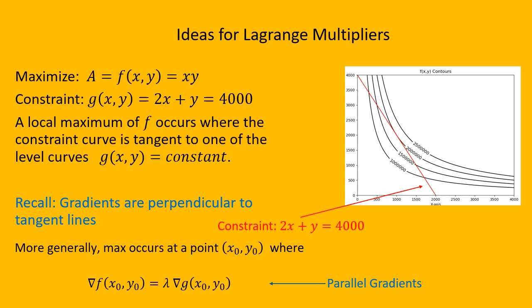Because one gradient is a constant multiple of the other, one vector is a constant times the other vector, and let's just assume for the time being that it's a non-zero constant, then what we have are two vectors that are parallel. So the gradient of f and the gradient of g are parallel at that point where the tangent line is tangent to that curve, the area equals 2 million.